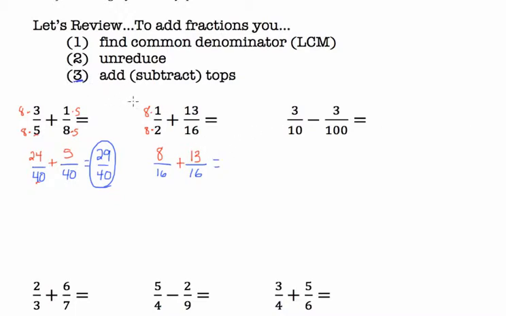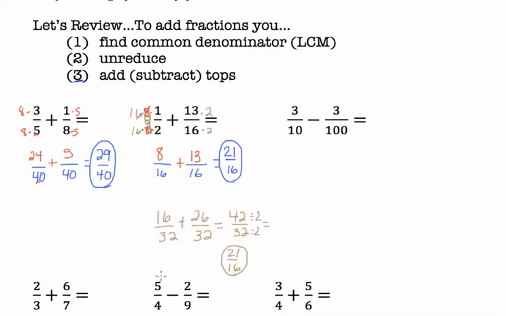Now, add or subtract your numerators only. 8 plus 13 is 21. 21 over 16. That does not reduce. That's your answer. I have shown the work for using a common denominator of 32 down here in brown. If you want to look through that work, pause your video now and look at that work.